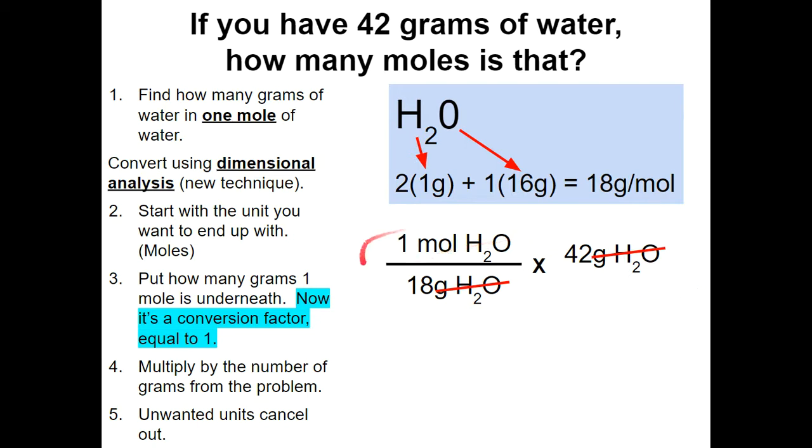So you're going to end up on your calculator doing 1 times 42 divided by 18. Okay, realistically, you know that 1 doesn't change anything. So you just take 42 and divide by 18. Okay, and that comes out to 2.33 moles of water. So 42 grams of water is 2.33 moles of water, which is what we were trying to find out.